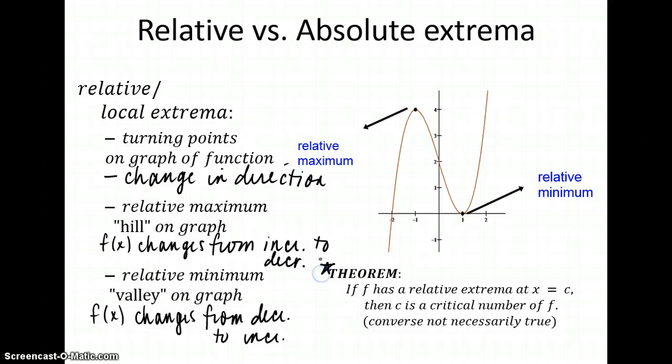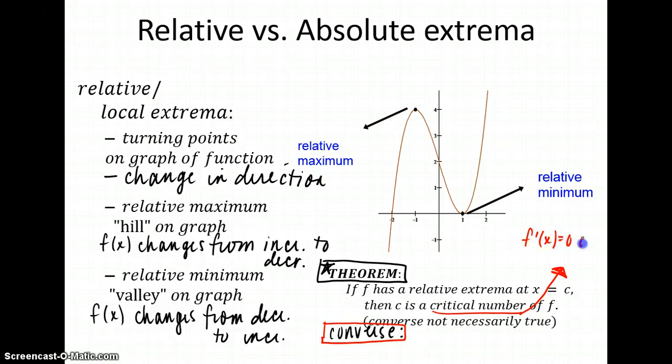Okay, important theorem here. If a function has a relative extrema at some value c, then c is a critical number of f. Now the converse of that is not necessarily true, and we'll talk more about that in class. But attempt to write what the converse of the theorem is. So again, if a function has a relative extrema, then it occurs at a critical number. And where do the critical numbers occur? Where the derivative of the function equals 0, or where the derivative of the function does not exist.